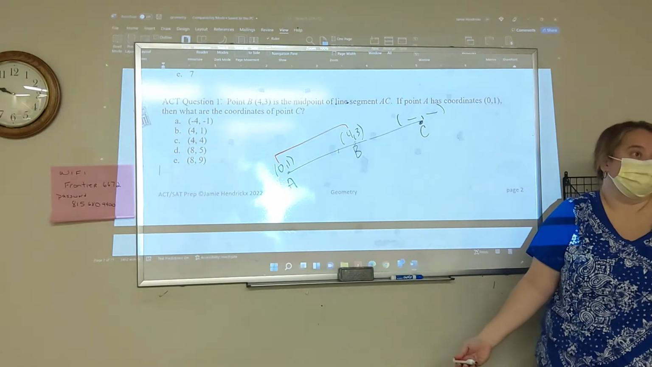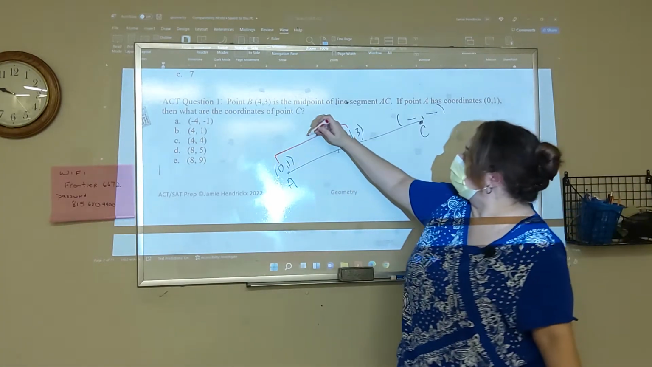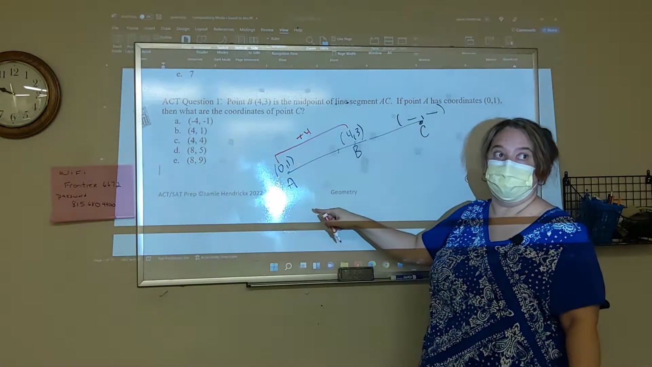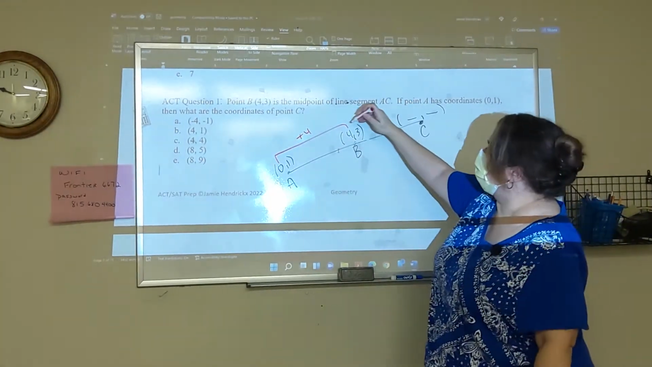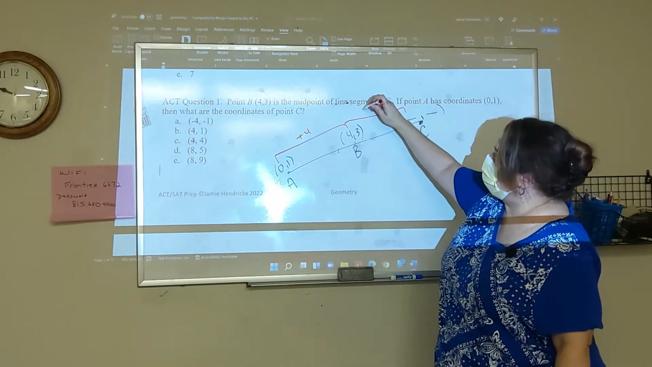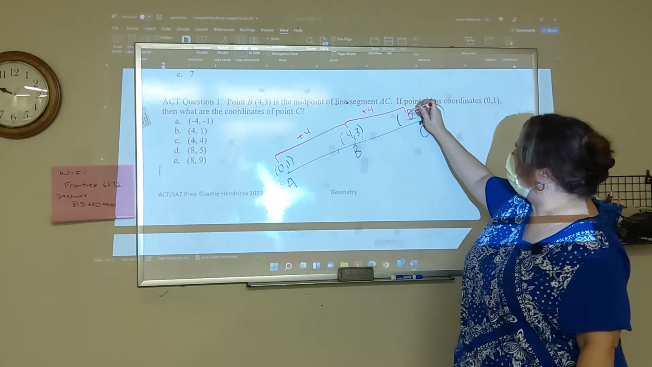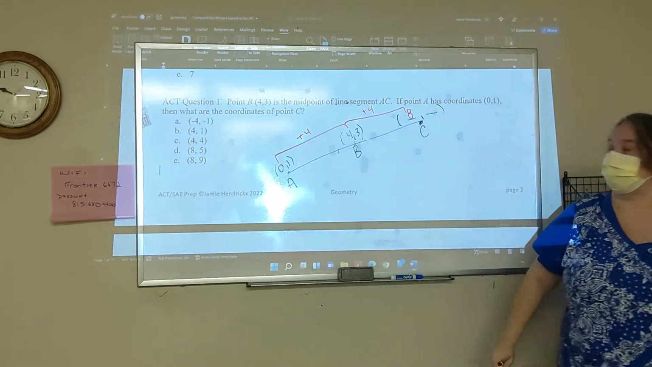You just went up 4, right? That's it. Okay, so you added 4. Now that's halfway. B is halfway. So if that's halfway, to get to the other end, I just got to do that again. So 4 plus 4 gives me 8. So my x coordinate of point C should be 8.